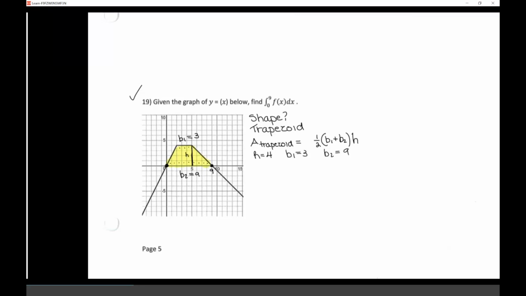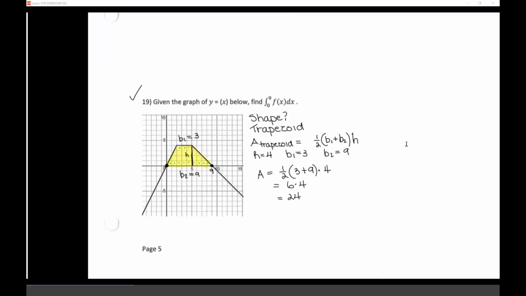Once I have all those values, my area is going to be 1/2 times (3 plus 9) times 4. 3 plus 9 is 12. Half of 12 is 6, times 4. So my area is 24 square units.